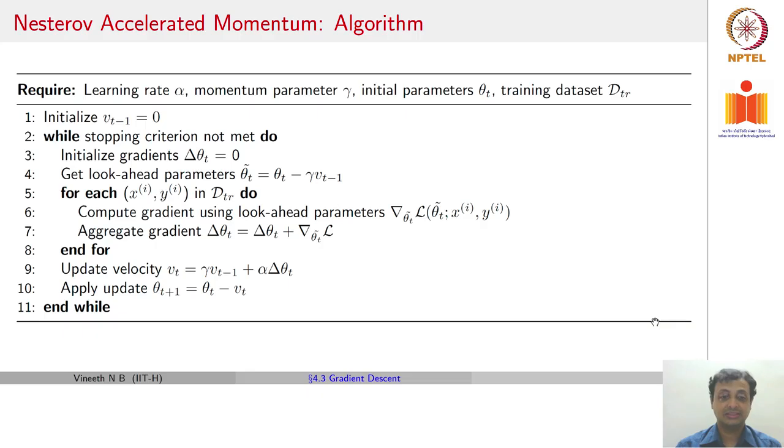Here is the summarized algorithm for Nesterov accelerated momentum. It's once again the same as the momentum-based gradient descent, but step 4 here gets your look ahead parameters theta t minus gamma times Vt minus 1. You're going to denote that as tilde theta t, and your loss is computed with respect to tilde theta t, and that's the gradient that you keep accumulating in your parameter updates, and the rest of it follows your momentum-based gradient descent algorithm.